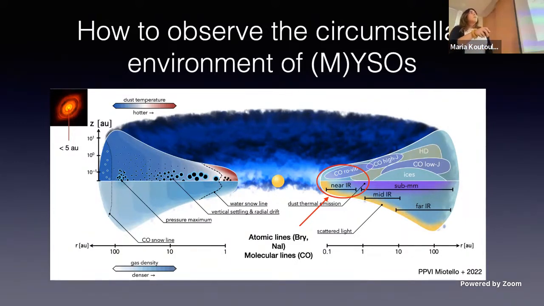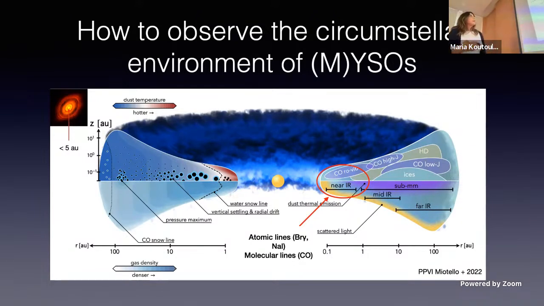And depending on what we want to study, of course, we need to go to different wavelengths. So, for example, if we want to study more of the dust or the outer part of the disk, we need to go to sub-millimeter, millimeter observations. But as we want to go further in towards the star, we need to go to near-infrared wavelengths, but also we need higher angular resolution.